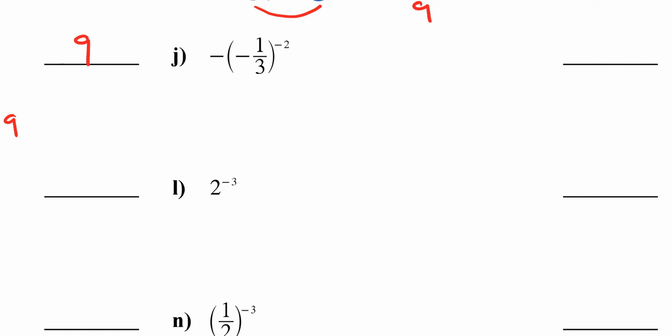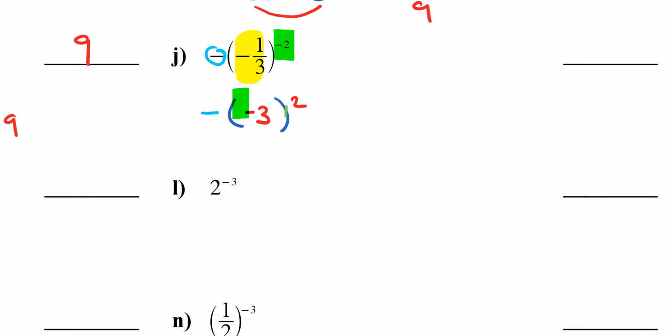For letter J, let's go ahead and take care of this negative exponent there. So if I have a negative exponent, you can reciprocate or flip the inside. So negative 3 over 1 to the power of positive 2. And this negative sign just tags along. Now, once again, on the inside here, negative 3 divided by 1 is going to be negative 3, right? So negative 3 divided by 1 is negative 3.